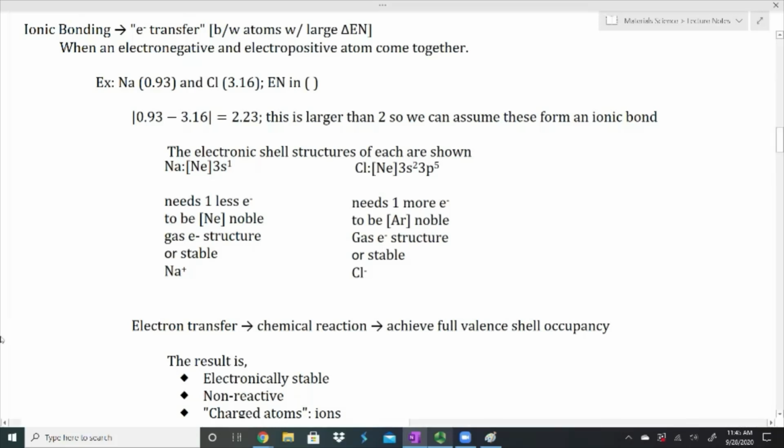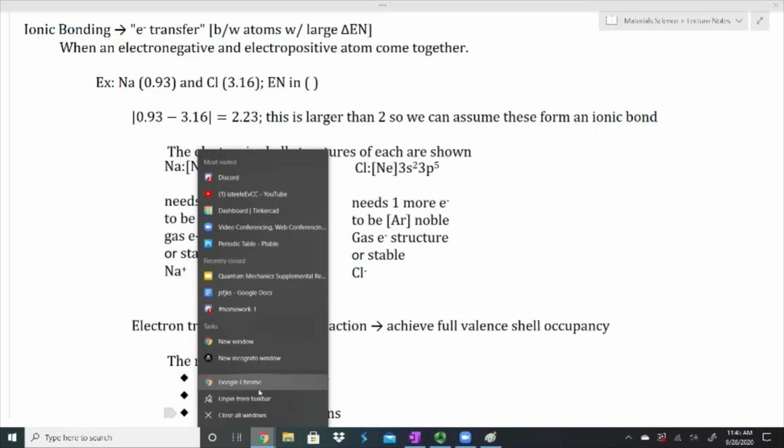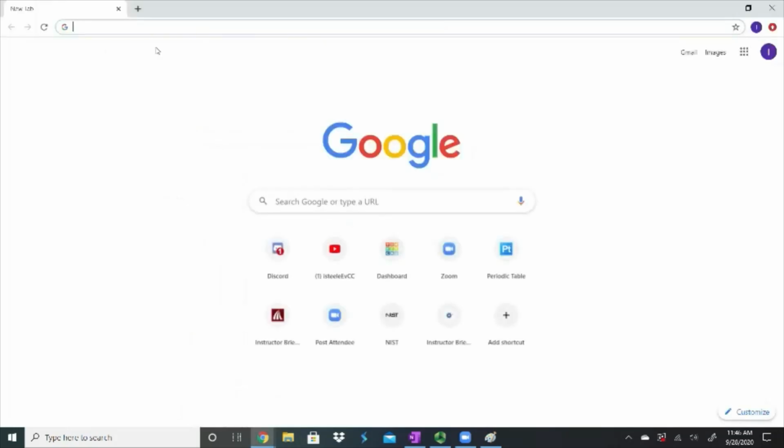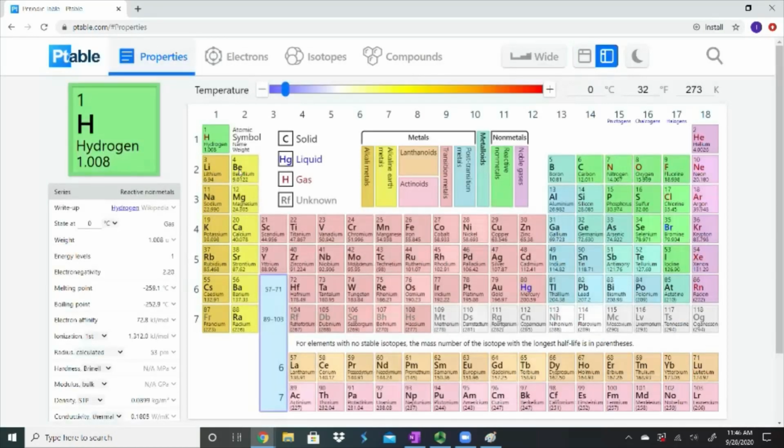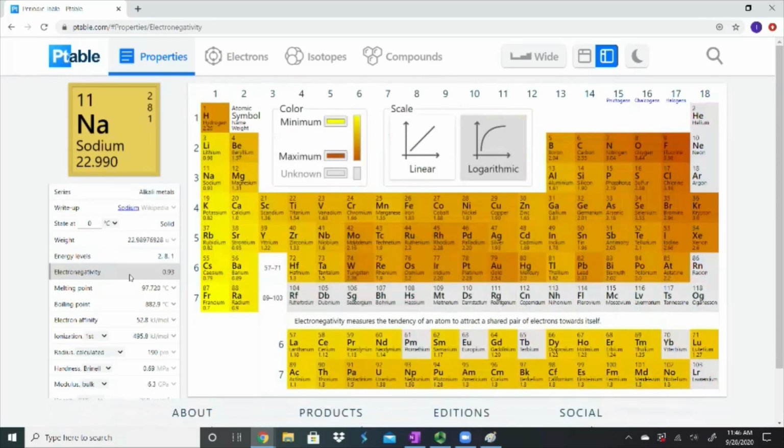And it's when an electropositive and an electronegative atom come together. Electropositive is just the opposite of electronegative. So if I go ahead and open up a new window, I'm going to go to p-table, and there is a box somewhere where we want to see our electronegativities. So here's our electronegativities.